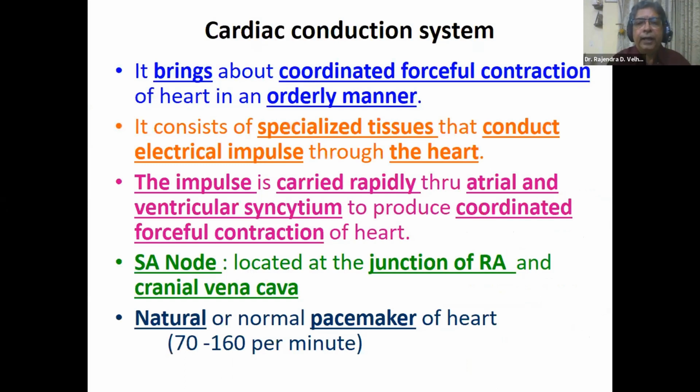Now we come to the cardiac conduction system. This brings about the coordinated forceful contraction of the heart in an orderly manner. It consists of specialized tissues that conduct the electrical impulse through the heart. The impulse is carried rapidly through the atrial and ventricular syncytium, as we have discussed earlier, and produces a coordinated forceful contraction. The impulse is produced at the SA node.